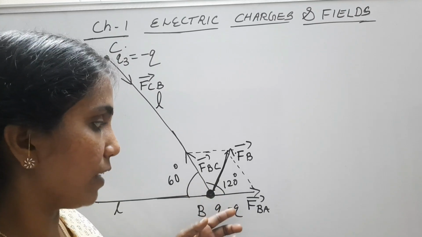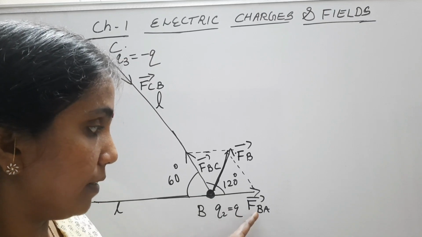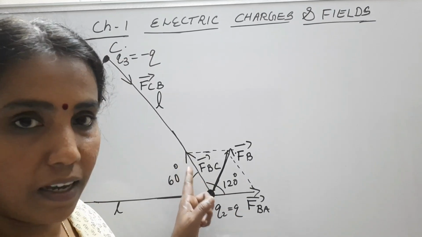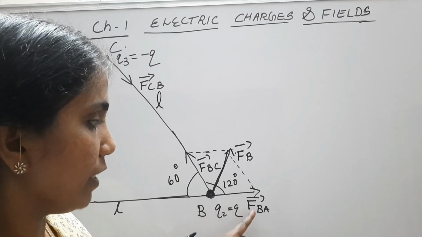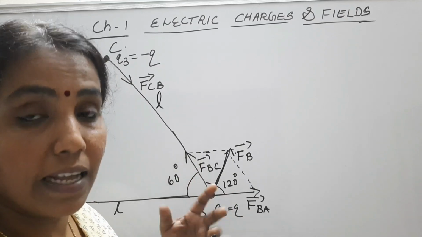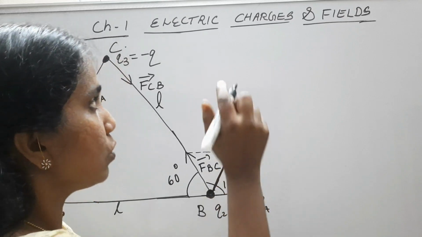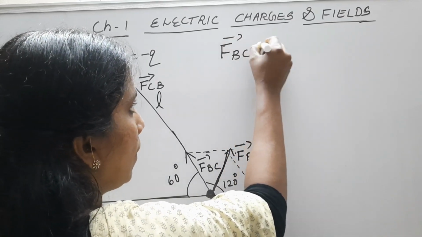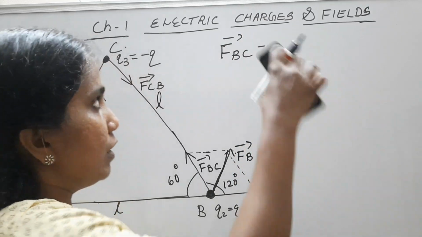Okay, so how will we find? For that, we should find the magnitudes of FBA and FBC. What are the magnitudes of FBA and FBC? That we need to find first. So first let's find FBC. What is FBC? Not vector, only magnitude.